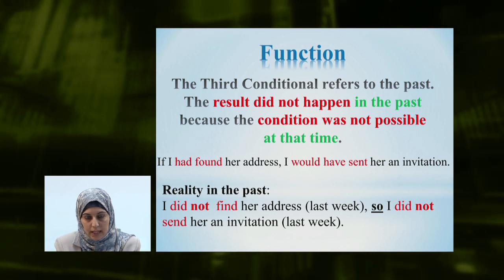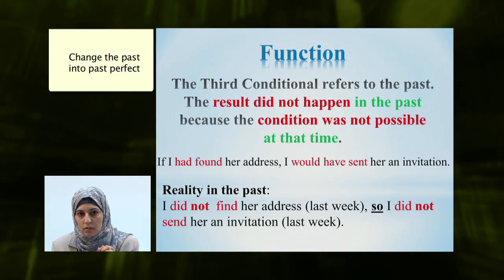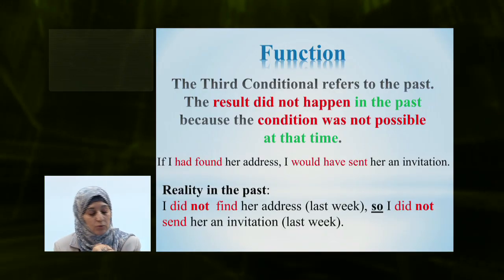Shifting from reality to imagination requires also change in the tense. So, if it is already in the past, shift it to imagination, again you need more past, that is past perfect. That is what we are using in conditional type 3. So, let's move now to the format.